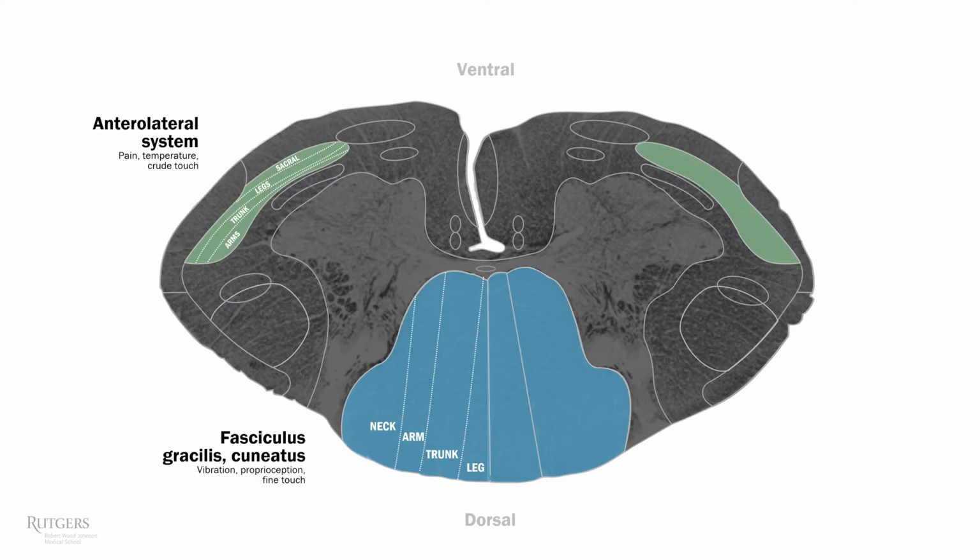And finally, the lateral corticospinal tract, or pyramidal tract. It's located posterolaterally, and the legs are represented laterally just like in the spinothalamic tract.